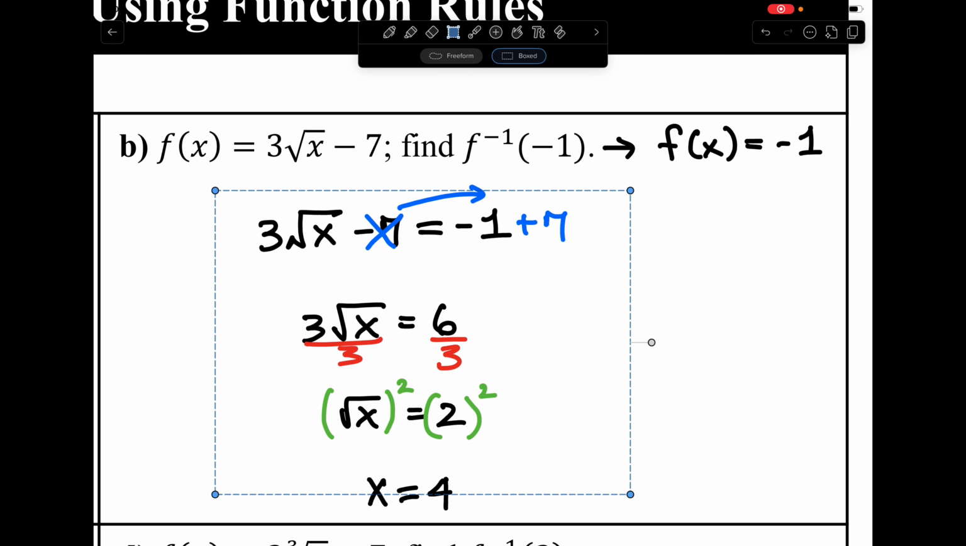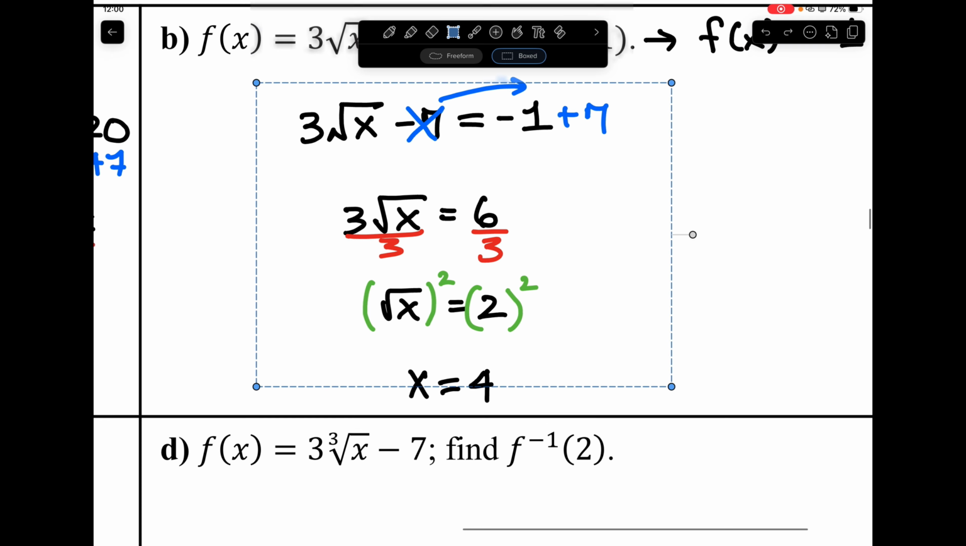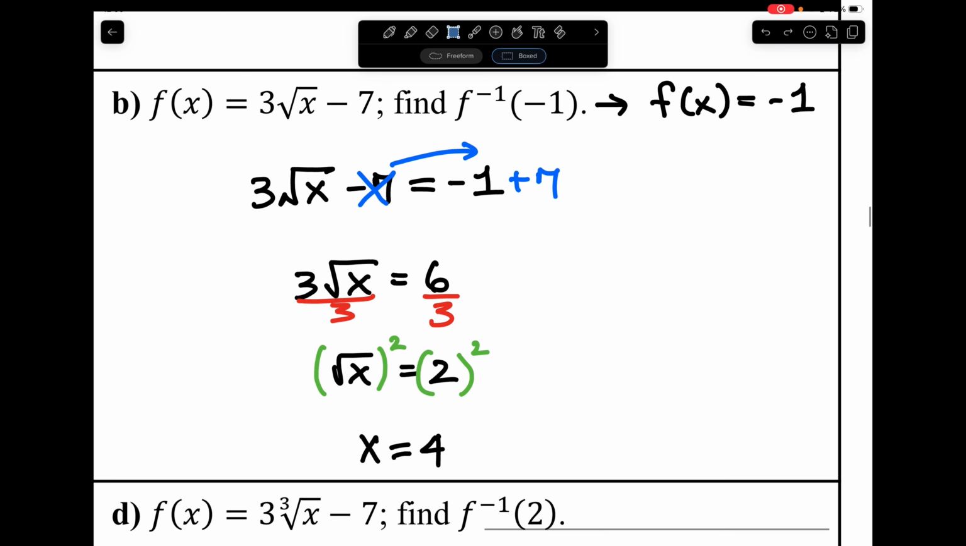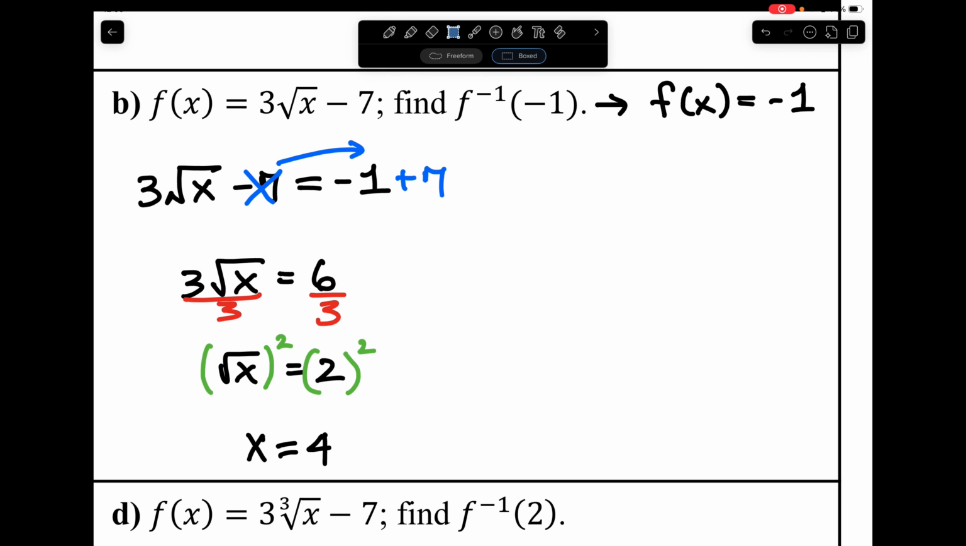Let me move this over. Sorry, I didn't make this box big enough. Let me move this over. So here's our answer: f inverse of -1 equals 4.